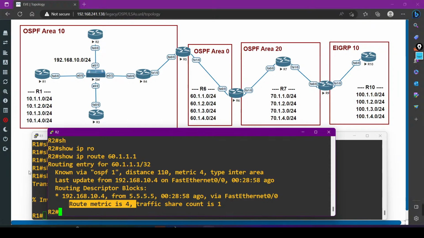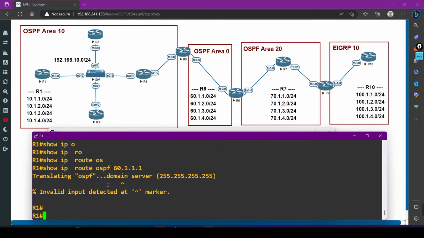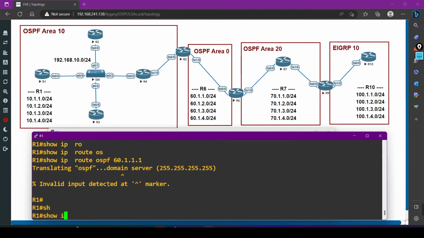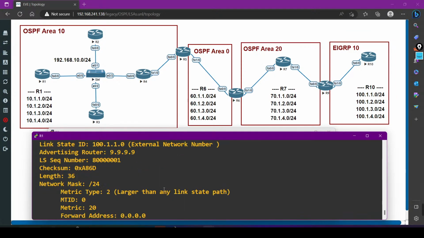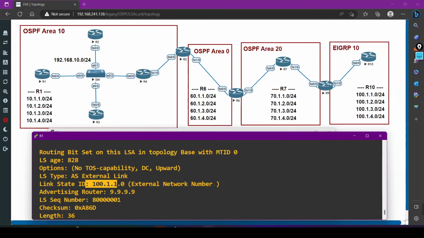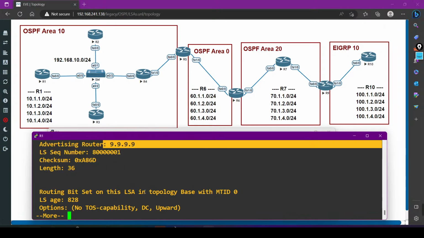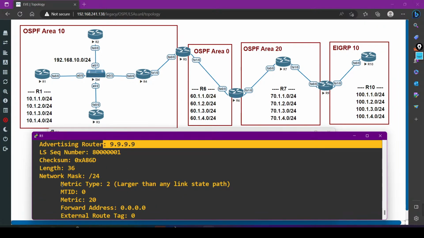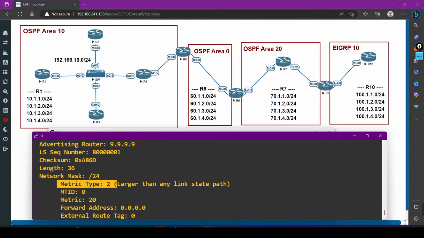Okay, in the same way for external prefixes as well, the router will check what is the cost from the ASBR to the destination. So show IP OSPF database external 100.1.1.0, who is advertising? 9.9.9.9, and from 9.9.9.9 to the destination, what is the cost? 20. Yes or no? And here you can see the metric type by default is what? 2. So that's why the router is actually using the seed metric. We will understand that also.